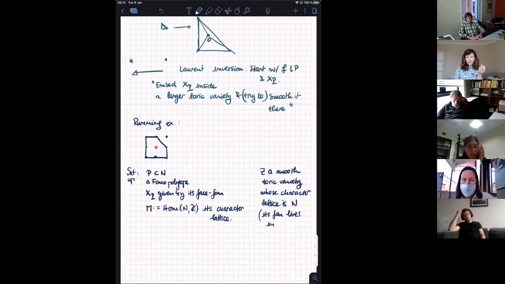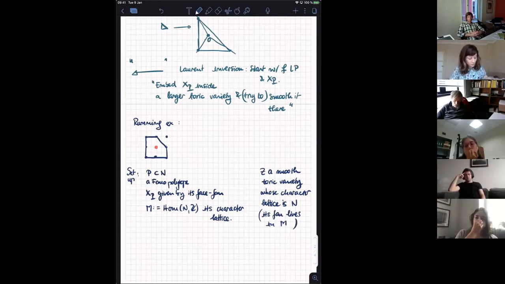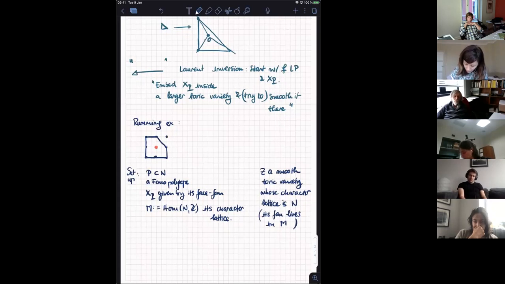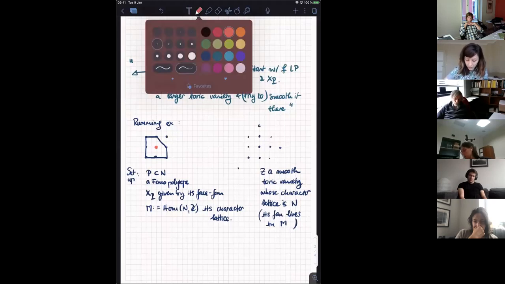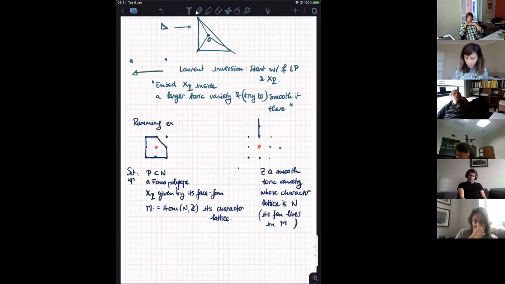So this Z, this auxiliary object, involves a choice. I have to choose who Z is. And in this case, in my example, I will choose Z to be P2. And I will now draw the fan of P2 inside of its ambient lattice, which is M. So let's say that this is my ambient lattice. We all know what the fan of P2 looks like. We've seen it even today more than once. Let's say that this is the origin, and then this is the fan. And that's it. So far, I'm just looking at two toric varieties.